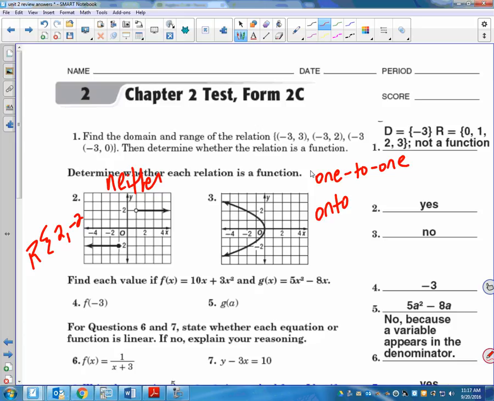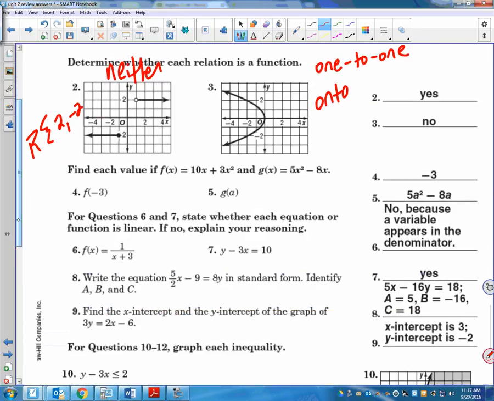Okay. What about 4 and 5? Did you get 4 and 5? I would suggest on number 4, show me some work, in case you did some order of operations wrong, right? Remember, you're just replacing x with -3.